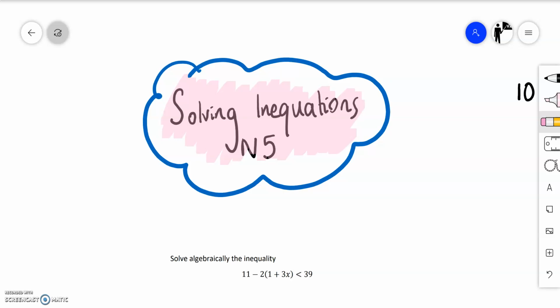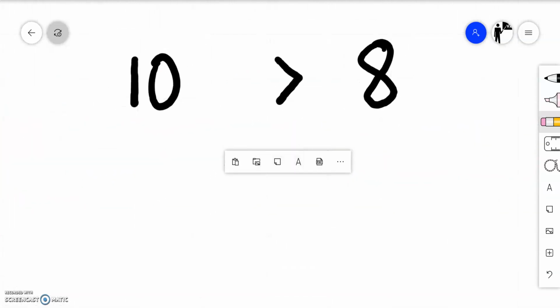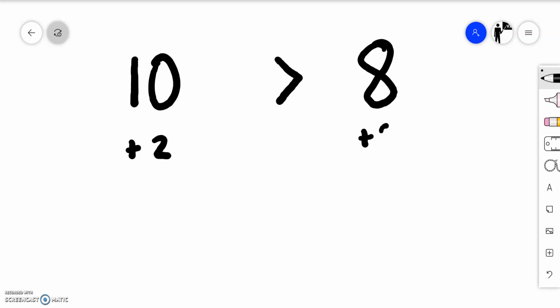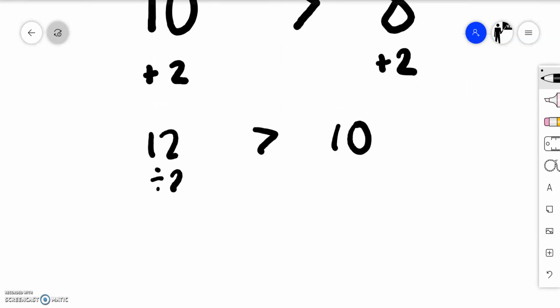In this video, we're going to have a look at how to solve inequations at National 5 level. We're going to build up this by just looking at a fact that we know is true. 10 is bigger than 8. Let's say we add 2 to both sides. That would say 12 is bigger than 10. That's true. Let's divide both by 2.